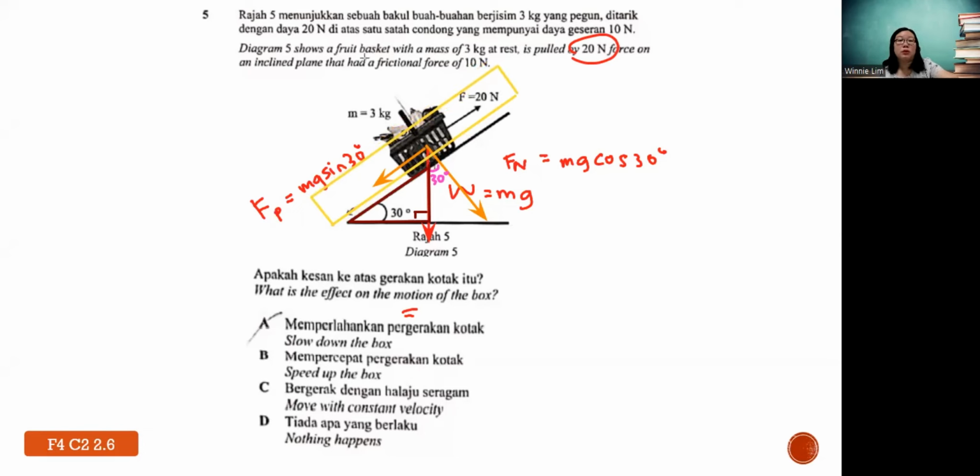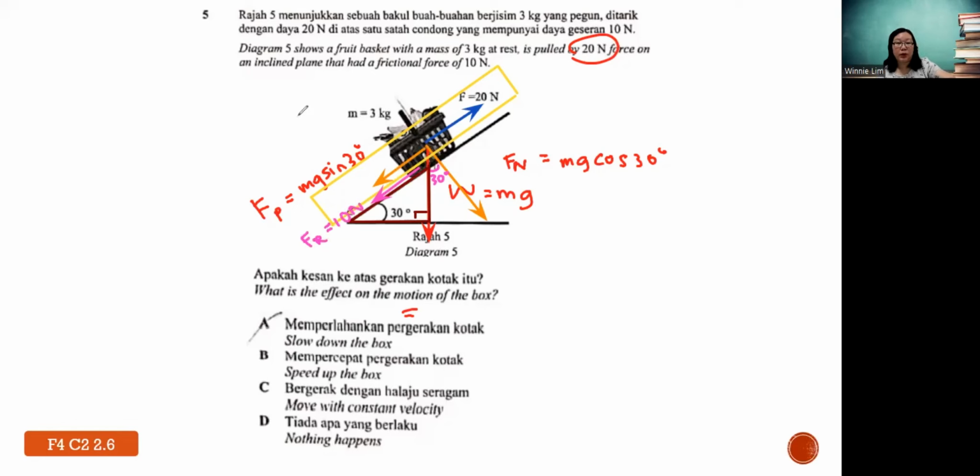Now you have this FP equals mg sine 30, and you also have the pulling force, which is 20 Newton upwards. And you will have one more force based on the question, which is the frictional force. Frictional force must be a force that opposes the motion. So this is FR, frictional force of 10 Newton.